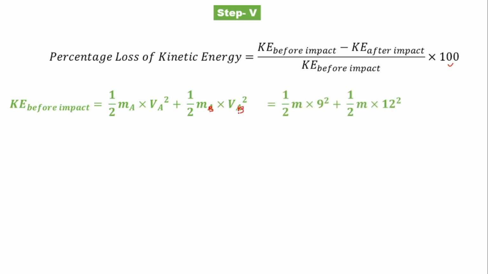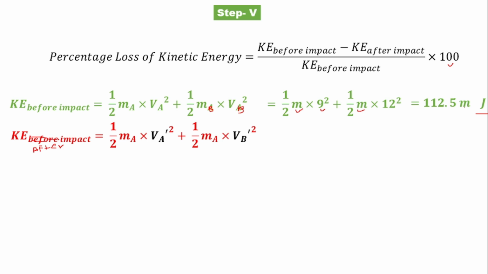Then it is equal to half m into 9 square, the velocity of the first body, plus half into m into 12 square. The masses are the same, so mass is a constant factor here. If the mass value is given, you can put the value here. Otherwise, you can keep m as it is. The value of this is 112.5 m. The unit is joules. It is energy, so it is measured in joules.